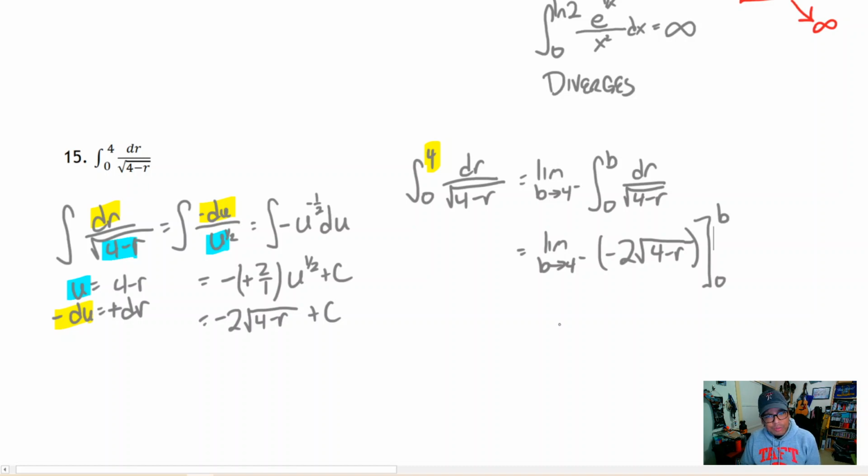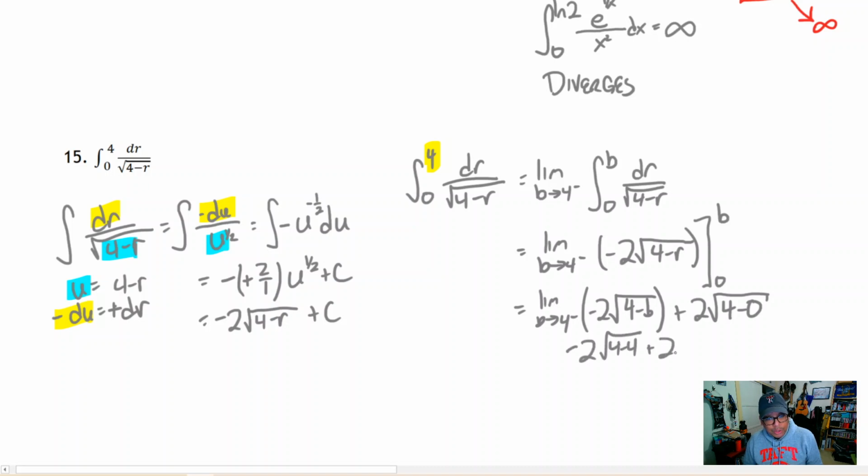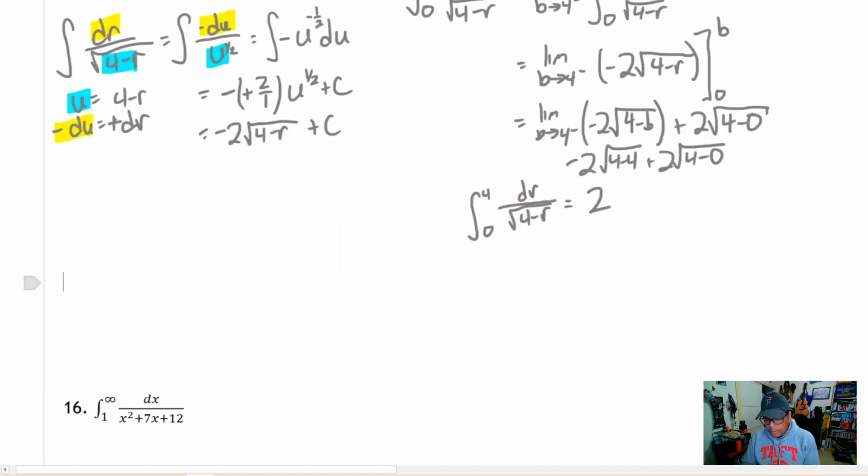Next, we substitute. Substituting our upper and lower limits, we get negative 2 root 4 minus b plus 2 root 4 minus 0. And of course, substituting 4 here is not a problem anymore. So this is negative 2 root 4 minus 4 plus 2 root 4 minus 0. And this just gives me 2, which completes the problem.